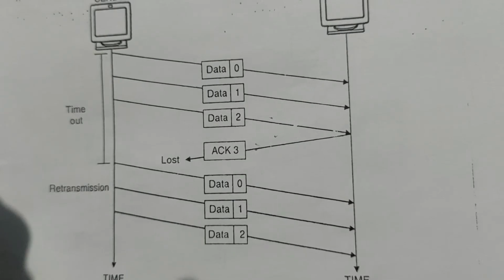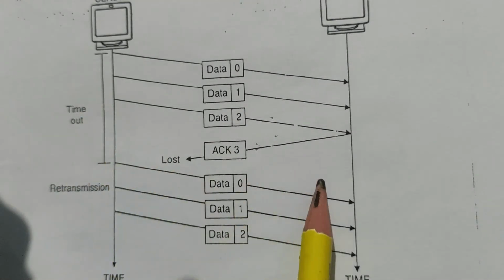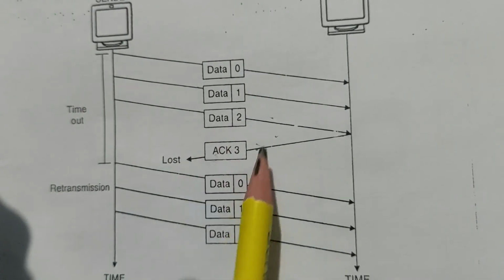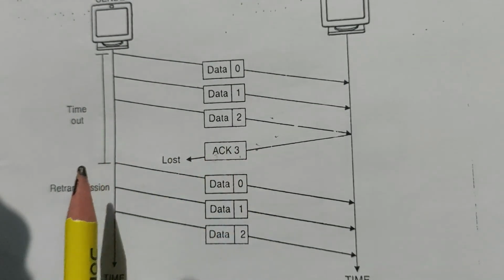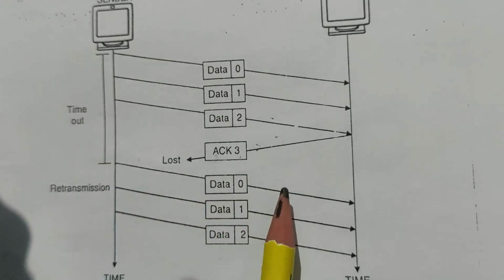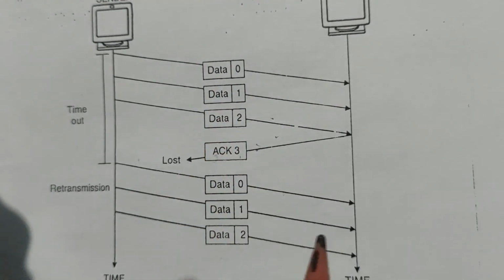Now this is go back N for lost acknowledgement. If an acknowledgement is not received within the specified amount of time, the sender will retransmit every frame transmitted since the last acknowledgement. In this example, the source has transmitted all its frames and is waiting for the acknowledgement, but the acknowledgement is lost on its way. So the sender waits for the specified amount of time and then retransmits the unacknowledged frames.